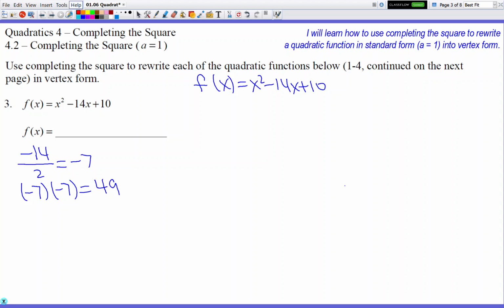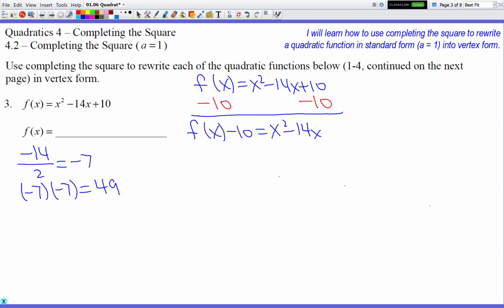So we're going to politely ask 10 to go to the other side. So I'm going to subtract 10 on both sides. So he's going to move to the left side. So I have f of x minus 10 equals x squared minus 14x.